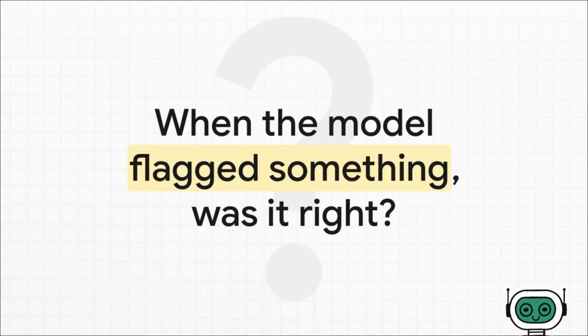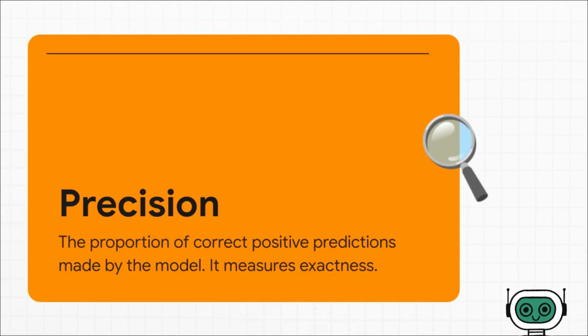But there's a flip side, isn't there? When our model did flag a comment, how often was it actually correct? We can't just have a system that raises false alarms all the time. And that idea is called precision. High precision means that when your model says something is hate speech, you can trust it. It's not crying wolf. It's exact.